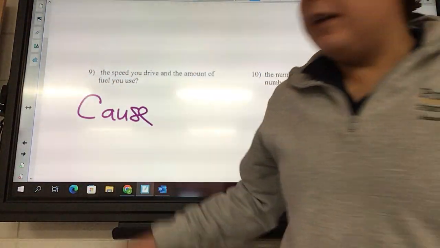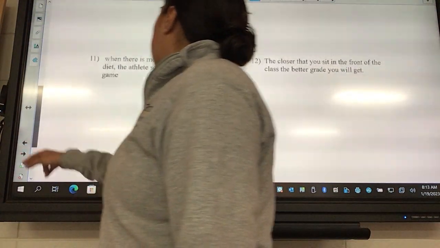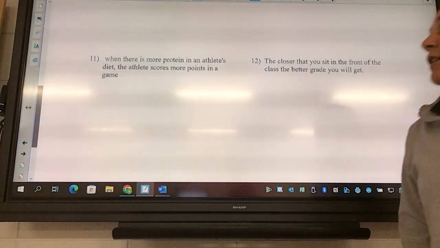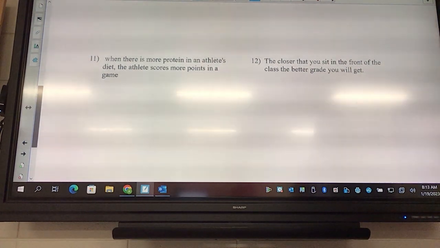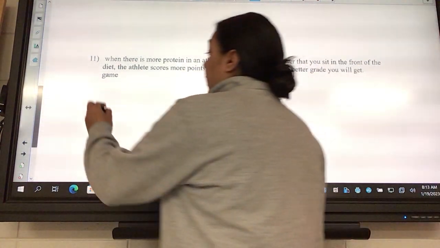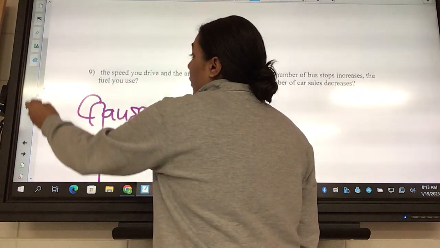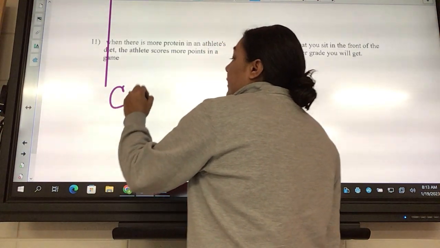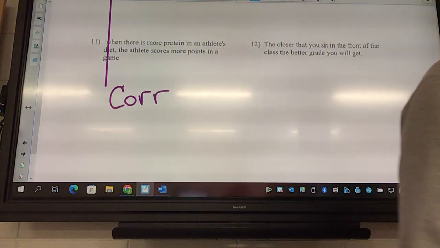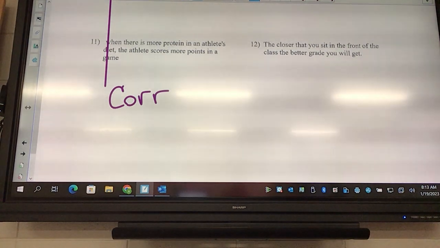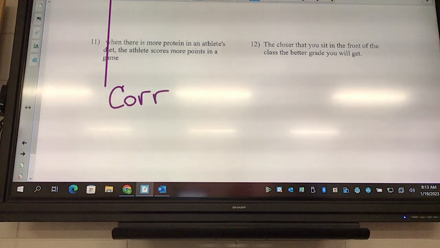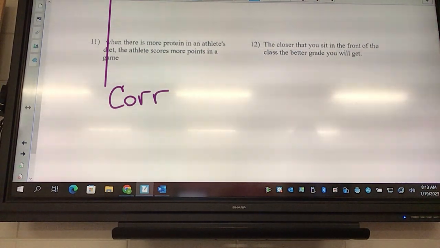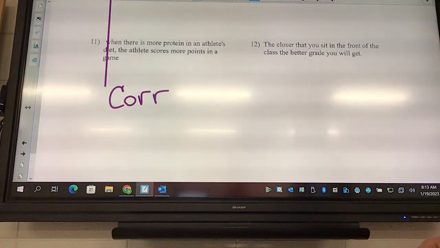Okay, when there is more protein in an athlete's diet, the athlete scores more points in the game. Correlation. That is absolutely a correlation, okay? And the same works with pretty much any sport. You can eat, you can be the most healthy, you can practice the most. Does that mean you're going to be an all-star player? Absolutely not, okay? Unfortunately, no matter how much you practice, you may or may not get any better at the sport.